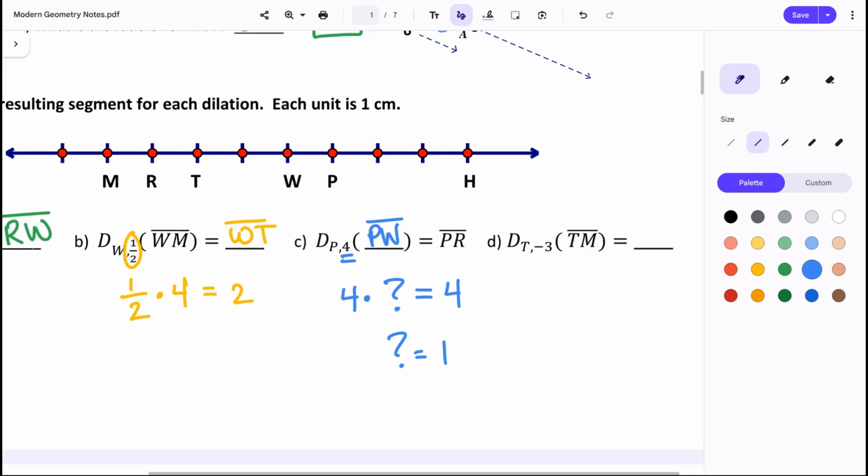Same kind of thought process. It's just you have to think a little bit about, okay, I'm going backwards here. So what did I take my scale factor times to get to my last segment? Okay, let's talk about D. We have not seen a negative scale factor yet. And we didn't even talk about negative scale factors yesterday. Anyone have an idea what might happen here?